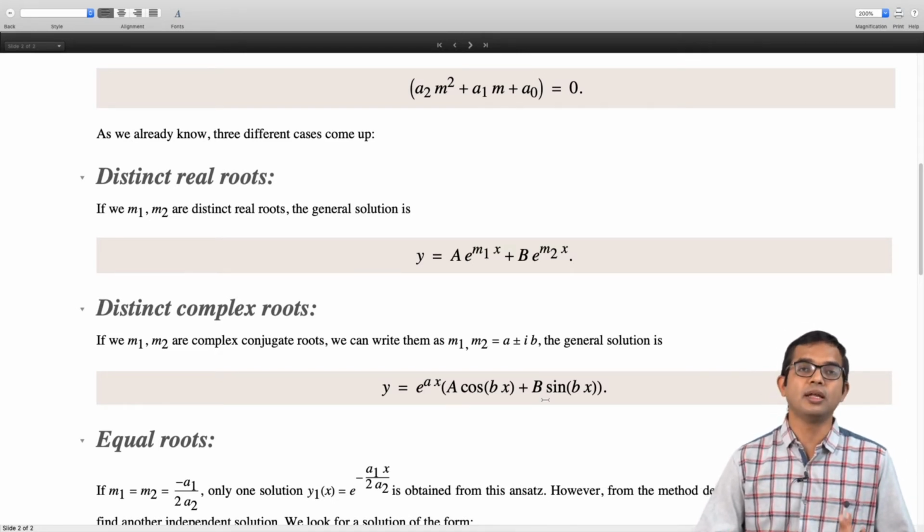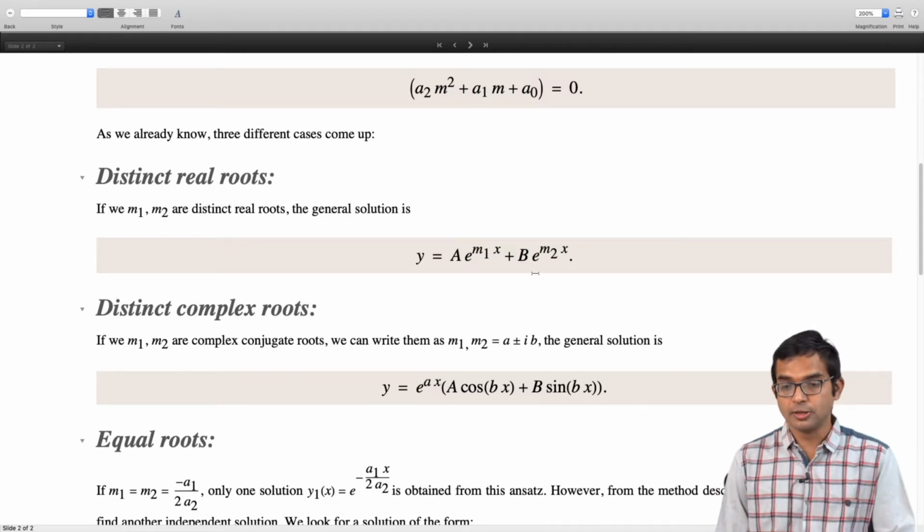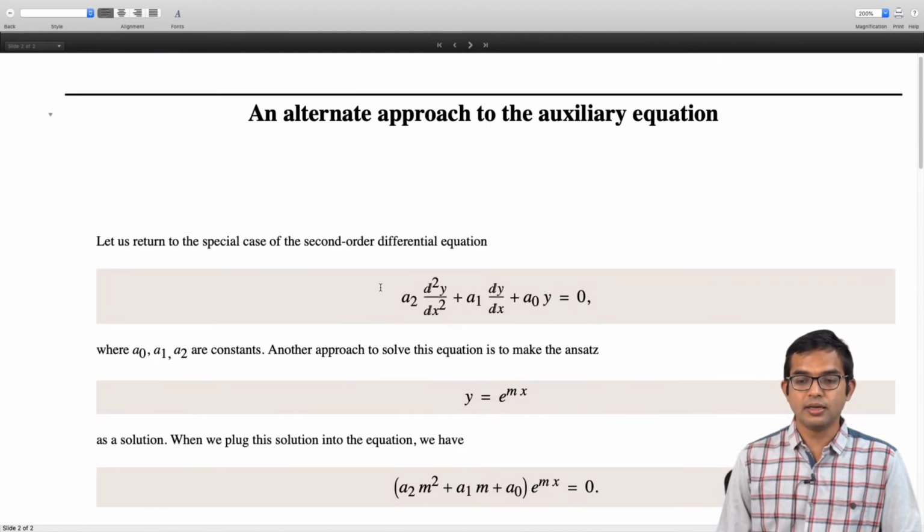So we make use of the technique we discussed in the previous lecture. There it was, of course, a much more complicated differential equation.